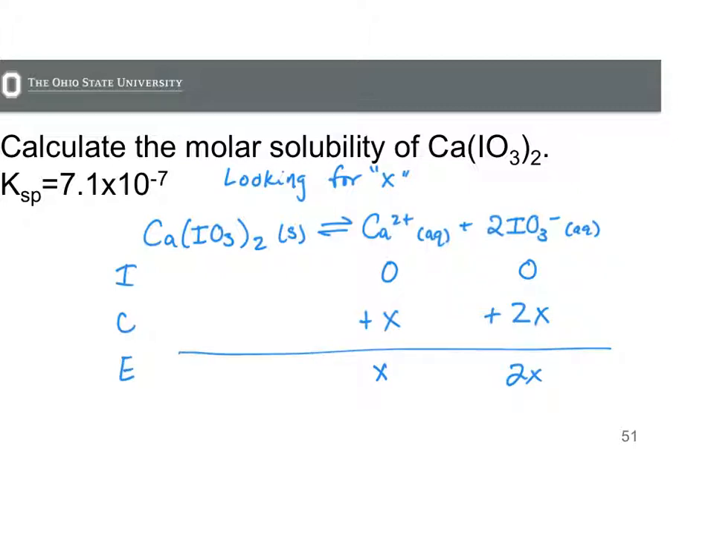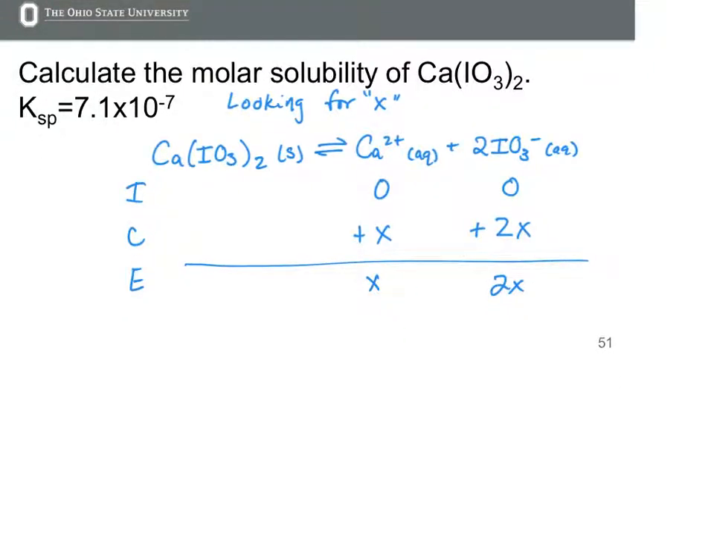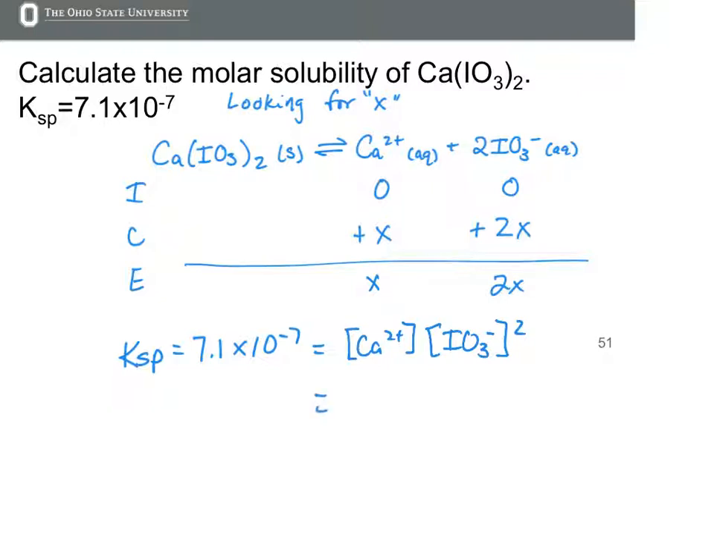So then we plug this into our KSP expression. KSP equals 7.1 times 10 to the minus 7. We're going to multiply our calcium ion times our iodate ion squared. Don't forget the square there as well. Easy thing to forget. And then we'll plug in our values of X. We'll have X for calcium and 2X, and that value is squared for the iodate. So you should end up with 4x cubed equal to KSP.